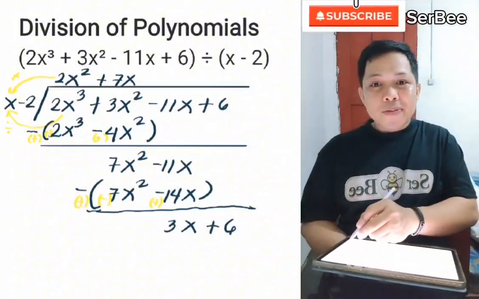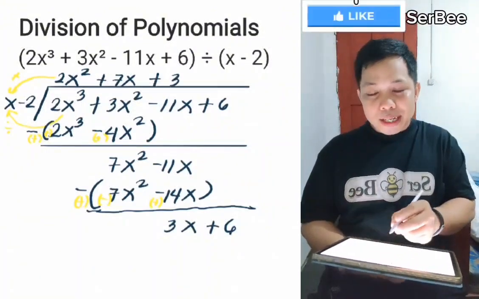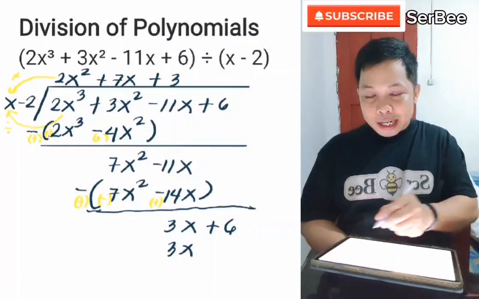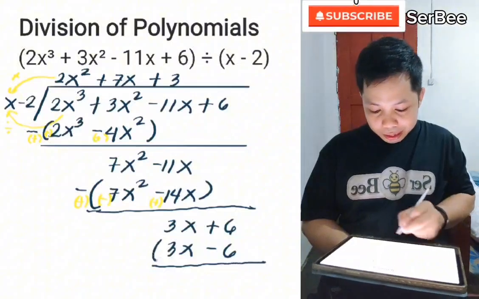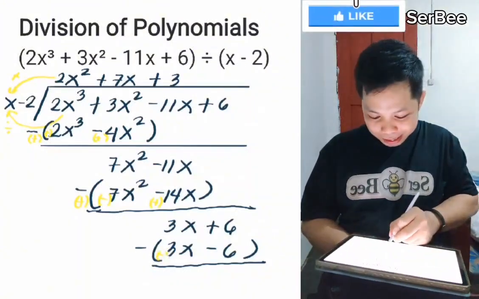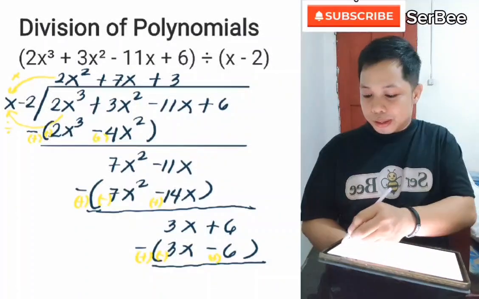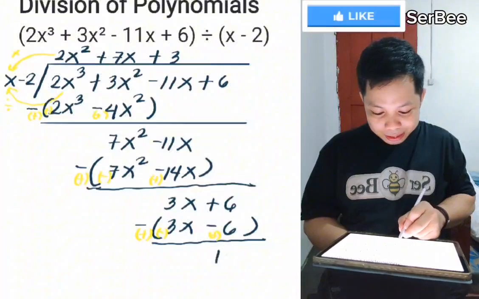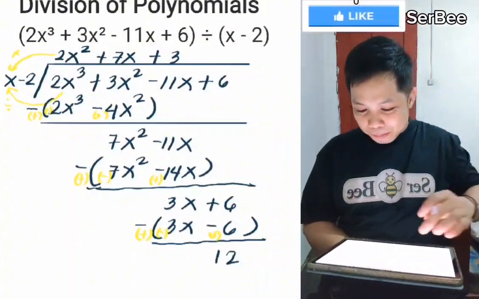Then 3x divided by x. Of course, makakancel na yung x. So we get positive 3. 3 times x, 3x. 3 times negative 2, that is negative 6. Then subtract ulit tayo. So, mag-change tayo ng sign negative, ito positive, and proceed to addition. And next, makuha natin. So, this is equal to 12. So, meron po tayong ditong remainder.